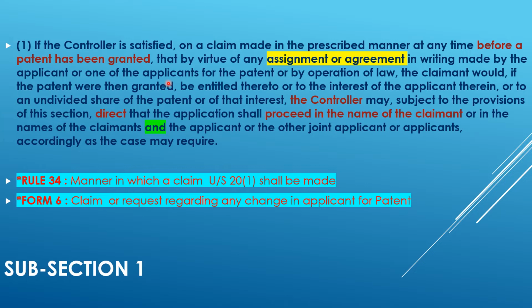If the controller is satisfied, then he may allow the application to proceed in the name of the claimant or in the names of the claimants and the applicant or the other joint applicant or applicants as per the requirement. This is the simple meaning. Fine. So, we can say subsection 1 is completed. We can proceed.